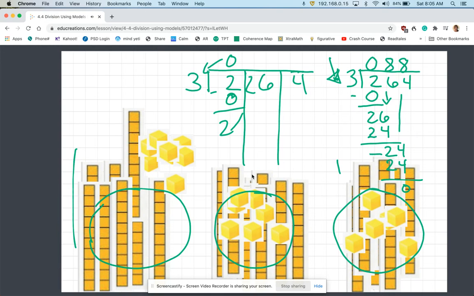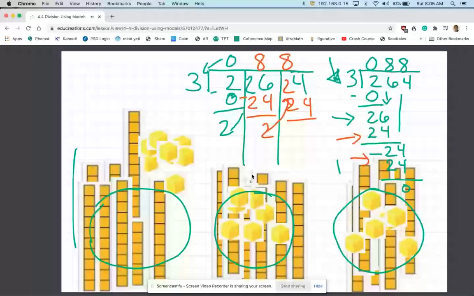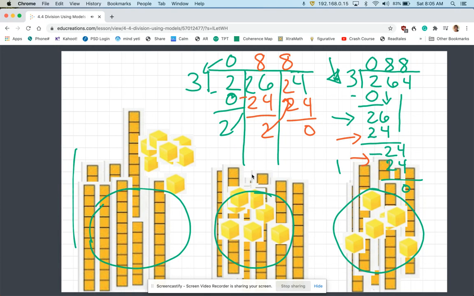And bring up. This method, you brought it down. This method, you bring it up. 3, how many times can 3 go into 26? We said 8 times. 3 times 8 is 24. We're going to subtract just like we did over here. And you got your 2. And instead of bringing your 2 down, you just bring it up. 3 goes into 24 8 times. 3 times 8 is 24, and we get a remainder of 0.